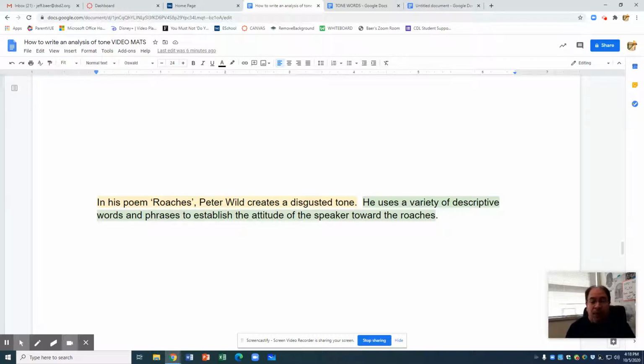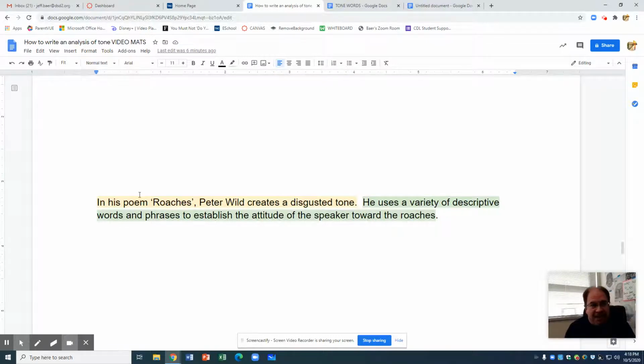And then we can also demonstrate that we know the word tone, we know what it means, because we can restate the definition of that term. The tone is the attitude of the speaker in the poem. So if you do that, it reads like you're going into a little bit more detail without getting into your examples yet. So in his poem, Roaches, Peter Wilde creates a disgusted tone. He uses a variety of descriptive words and phrases to establish the attitude of the speaker towards the roaches.